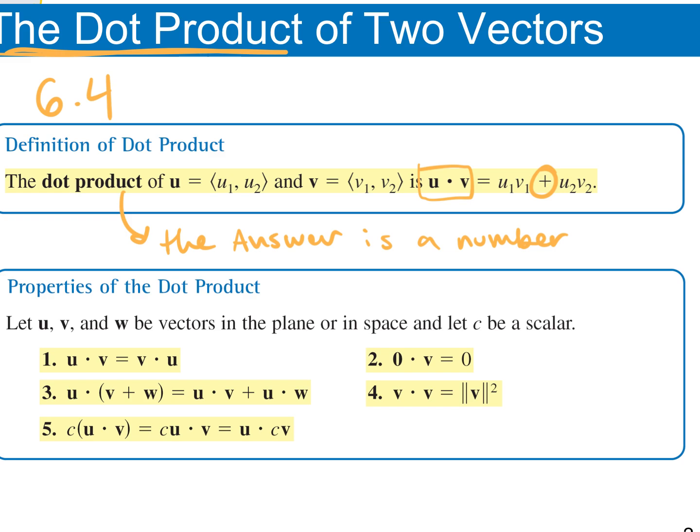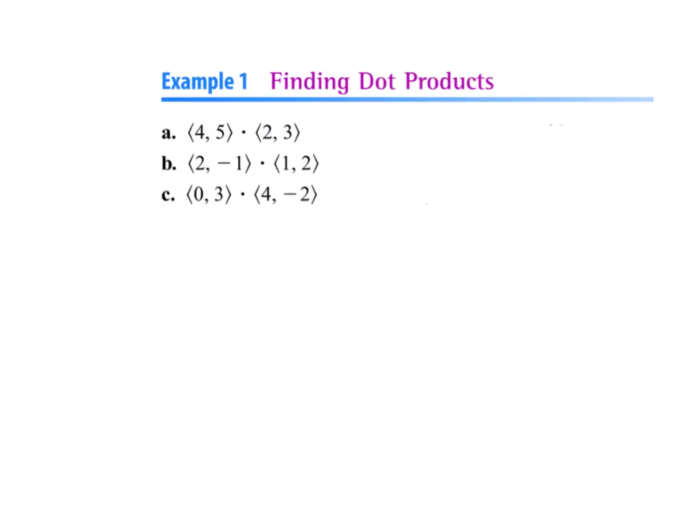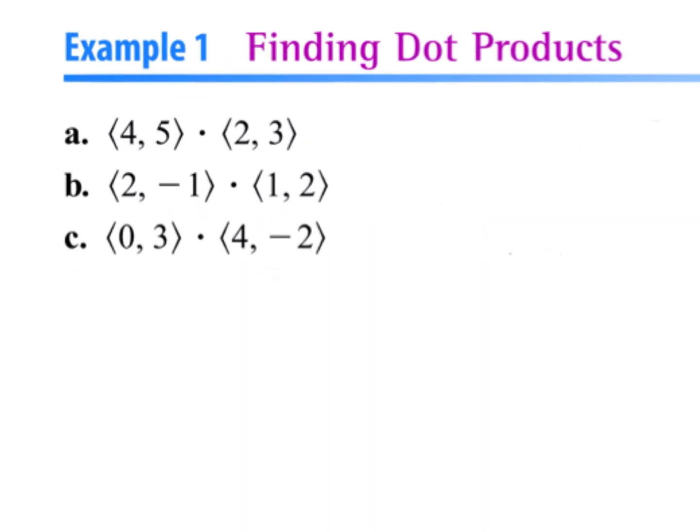Here we have some properties of the dot product. You can apply the properties if you want, but if there's parentheses, just do whatever's in the parentheses first and figure it out from there. So let's look at example 1 on the next page. Here we're finding the dot product. So we multiply the first number times the first number. So 4 times 2 would be 8 plus the second number times the second number.